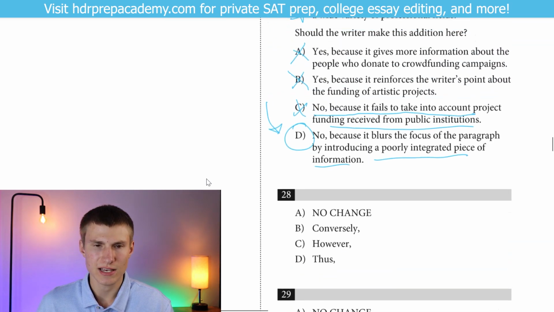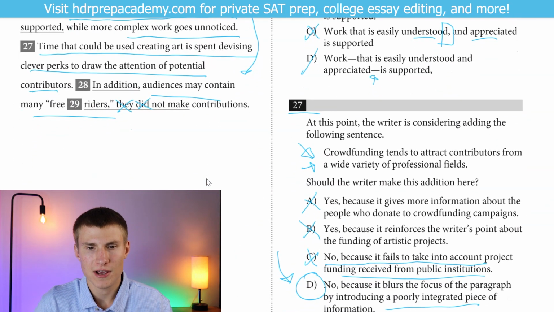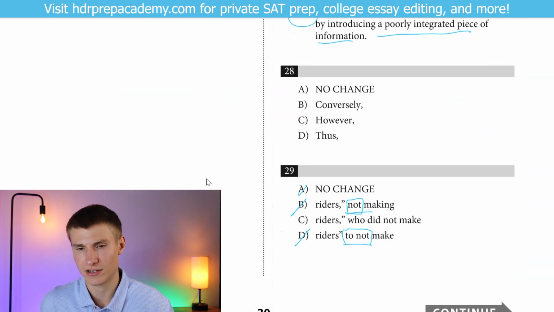And then looking at answer choice A versus C then for 29 real quick. If we were to look at A, okay, we'd have audiences may contain many free riders. That would be an independent clause. And then we would have they did not make contributions. That'd be another independent clause. We would be connecting them with only a comma, so that'd be a comma splice. We know that A would be incorrect. We see our answer there would have to be answer choice C, okay? So it'd have to be who did not make.